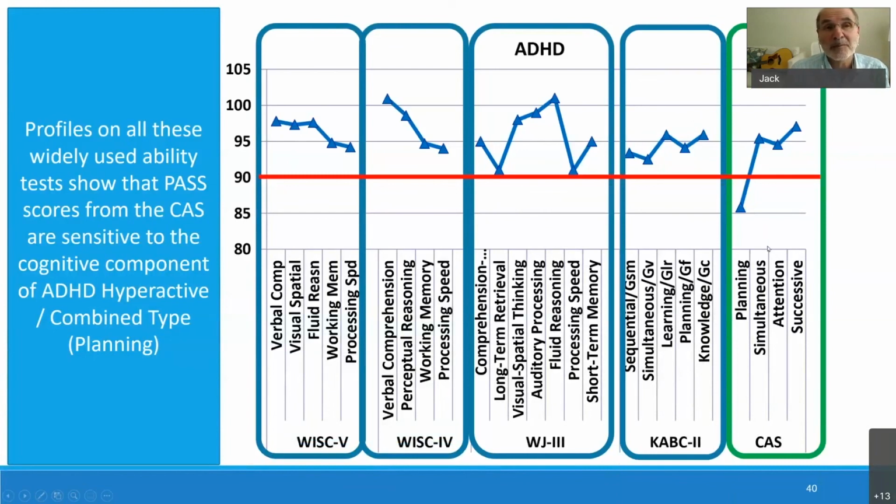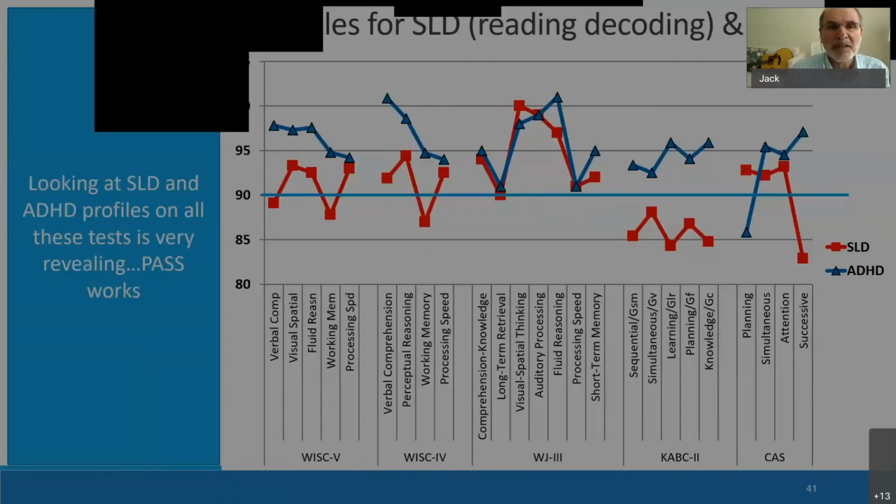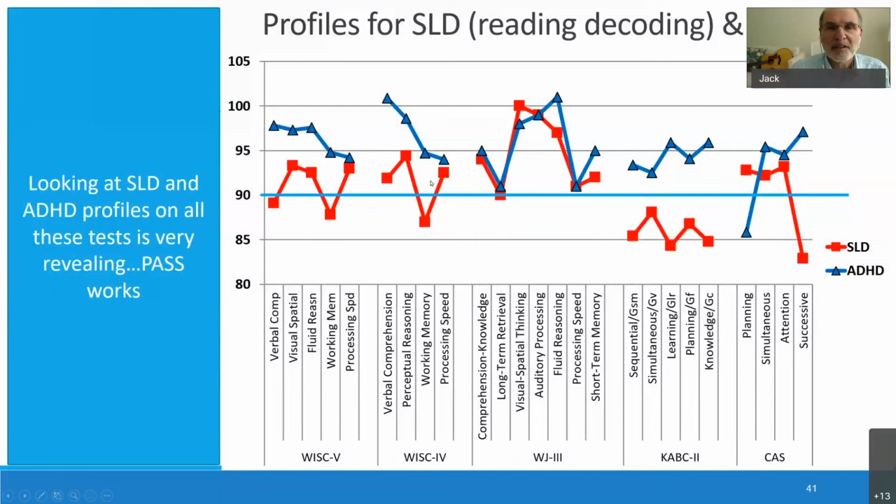No, only inattentive type of kids have that profile on the CAS. These are the hyperactive impulsive kids. Impulsive, that's frontal lobe, that's planning. This makes perfect sense. Perfect. But here's the really interesting piece. When you put them together, look what you get.